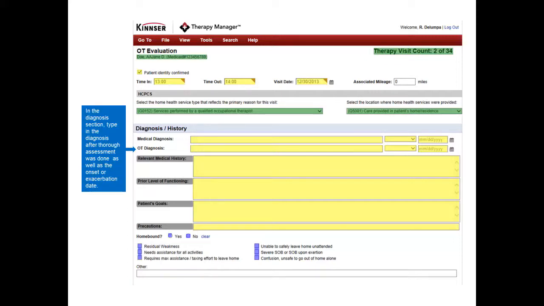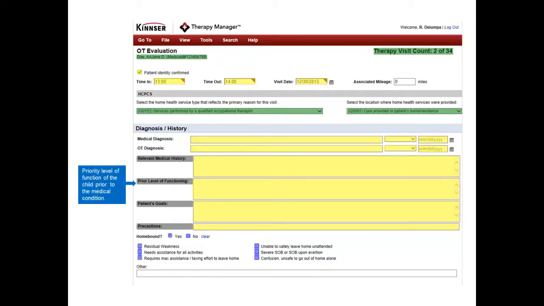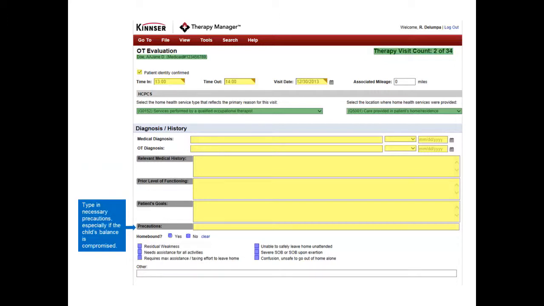In the diagnosis section, type in the diagnosis after a thorough assessment was done, as well as the onset or exacerbation date. Type in the child's relevant medical history. Priority level of function of the child prior to the medical condition. Type in the patient's goal for geriatric patients and/or the parent's goal for their child.